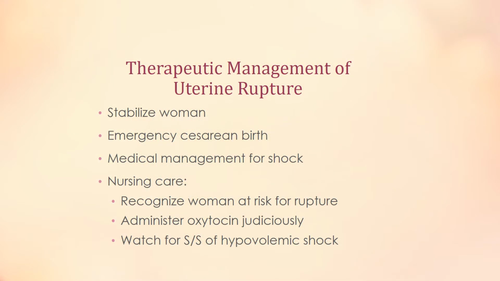Uterine rupture, we've got to stabilize the mom first. If we don't have a stable mom, we won't have a stable baby. It's an emergency cesarean. She's going to have to be managed for shock. So it's very important that we recognize women who are at risk for a rupture so that we can do what we can to prevent it, because it is life threatening.